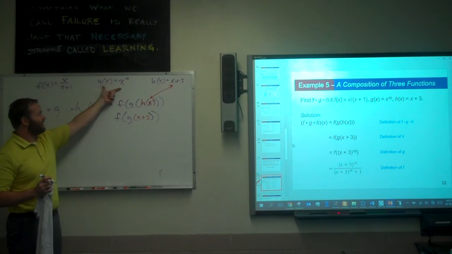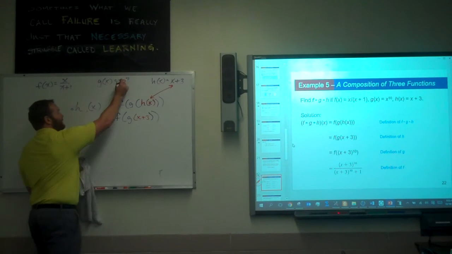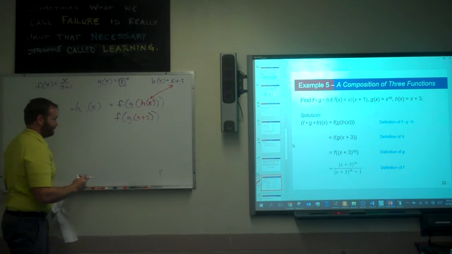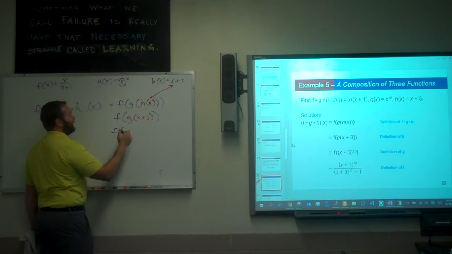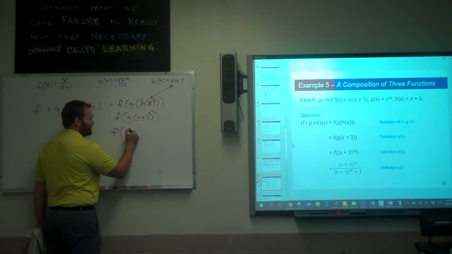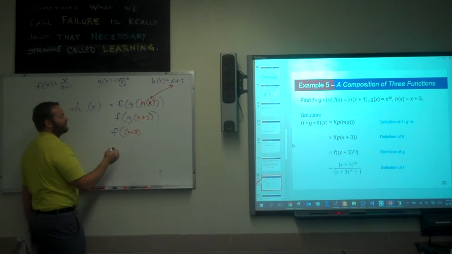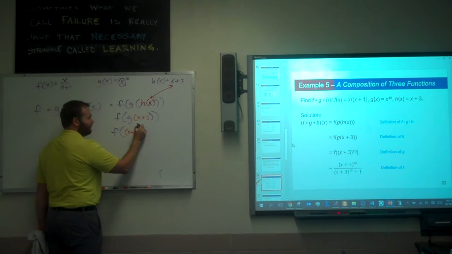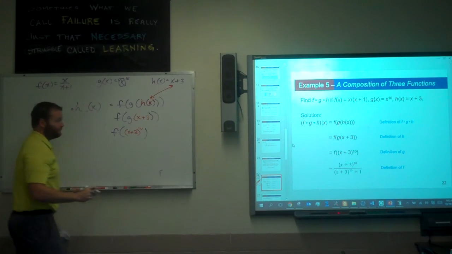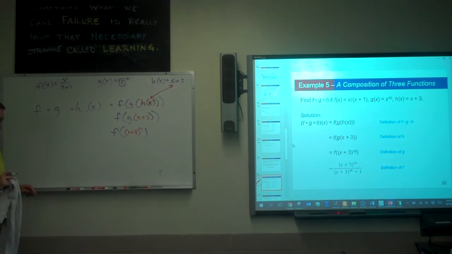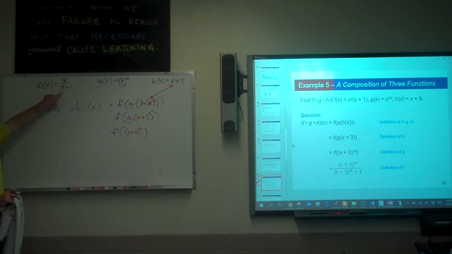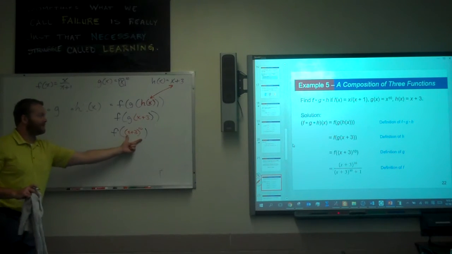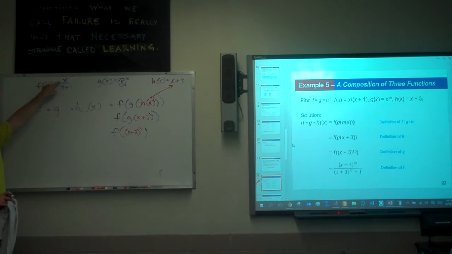So I'm going to go to g, and wherever I see the x, I'm going to replace it with what? x plus 3. So this is going to rewrite as f of, and then x plus 3, because it's a binomial, so I need to put parentheses around it, raised to the 10th power. Does that make sense to everybody? Now, you're going to come over here, and you're going to replace x in this one with that x plus 3 raised to the 10th power.